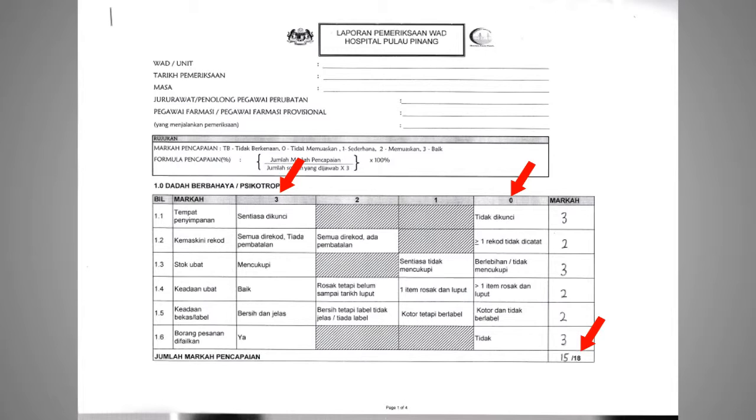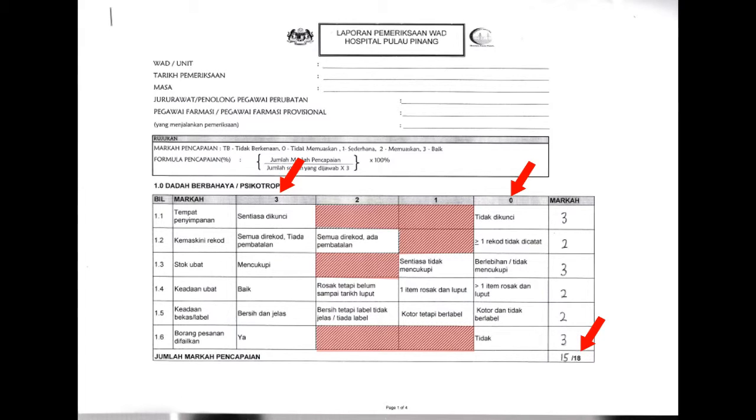Apart from that, do you notice that there are some blank spaces here? Okay, we shall take 1.1, the storage, as the example again. For number 2 and 1, they are blank spaces. This means that there is no 2 and 1 marking for this storage of DD. It can only be 3 or 0. This applies to every other requirement that is needed here.